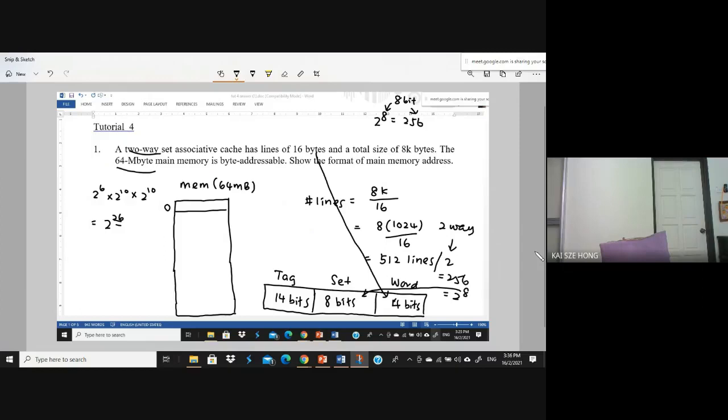From Jiang Wei asking, from the example in the lecture notes, the tag bits use 32 minus 5 minus 8. Where is 32? Oh, the 32 actually comes from 64 megabytes, Jiang Wei. It comes from here. The 64 equals 2 to the power 26. So you need 26. Am I answering your question, Jiang Wei? Oh, not really. Okay, so the 32, 36 actually come from the 64 megabytes.